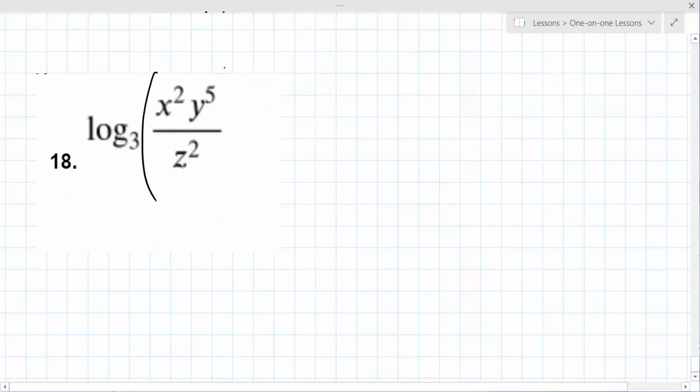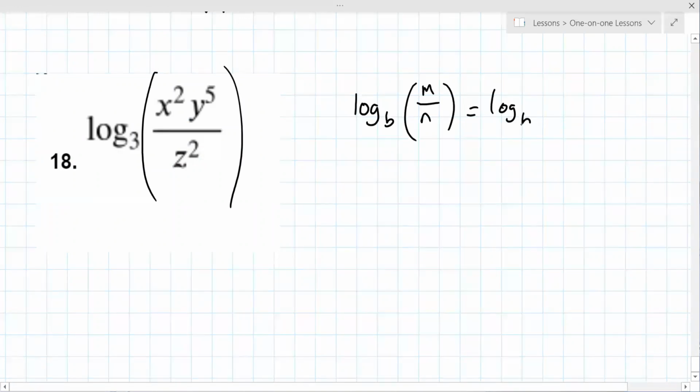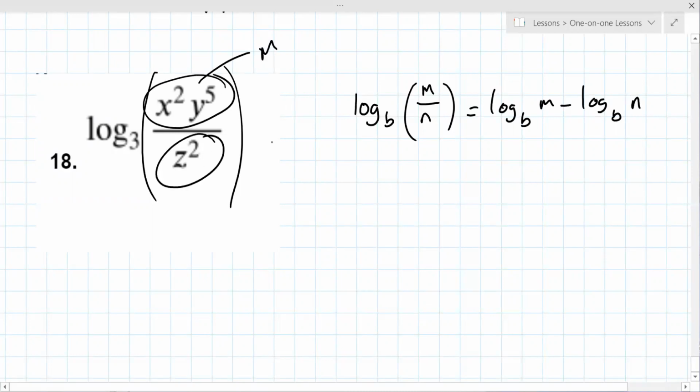Lots of properties though. So the property you have to work with here is that if you have log base b of m over n, this equals log base b of m minus log base b of n. So in your problem, all of this stuff up top here is m. All of this stuff down here in the bottom is n. Do you follow that? Yeah, I think I see what you mean.